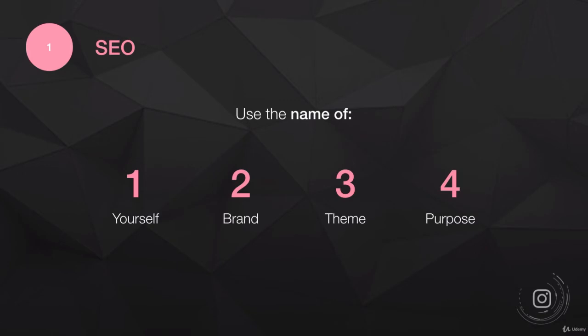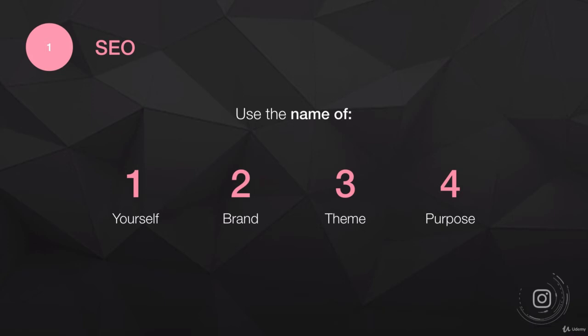We need to just use the name of either ourselves, so Benjamin Wilson for me, or a brand, so it could be Freedom Formula, or it could be Nike, it could be Burger King, whatever it is. Use the name of your brand that you're creating or that you own. If your theme is the core of your account, now remember that each one of these, you're going to have a different core of your account. If it's a personal core, a brand core, a themed core, you want to use the theme. So Cats of Instagram, they had the word cats in their name.